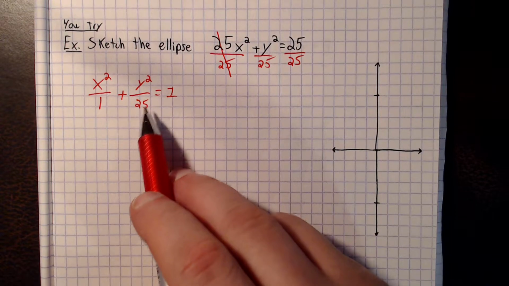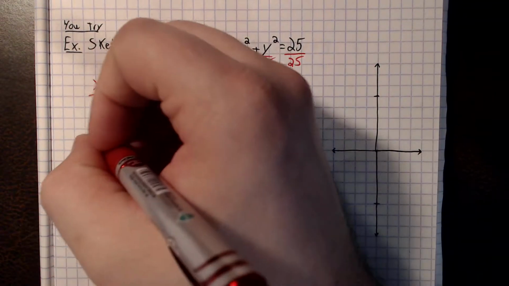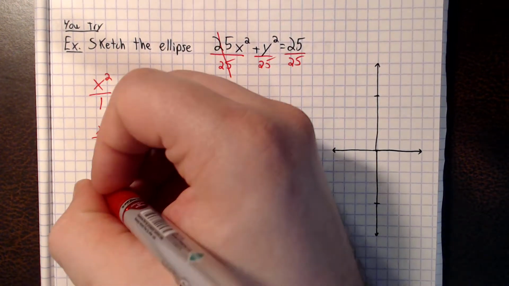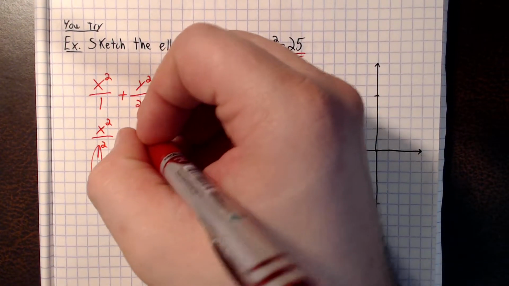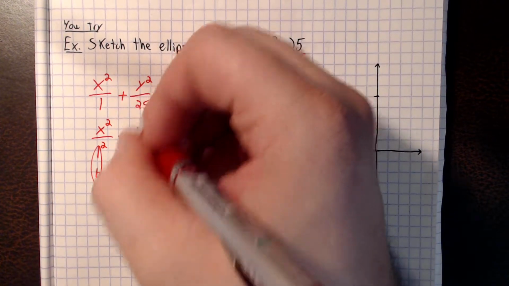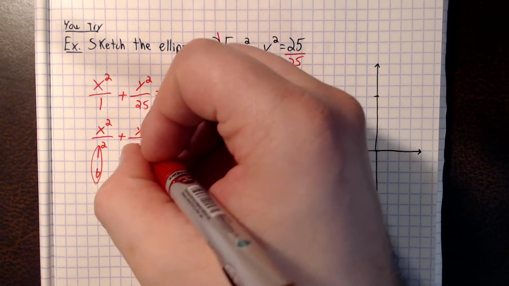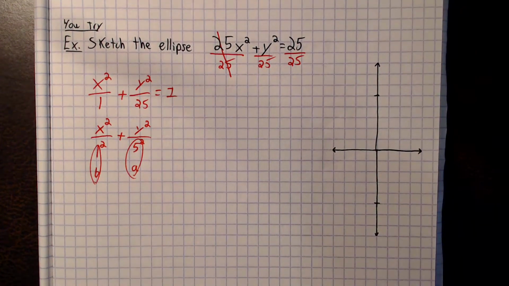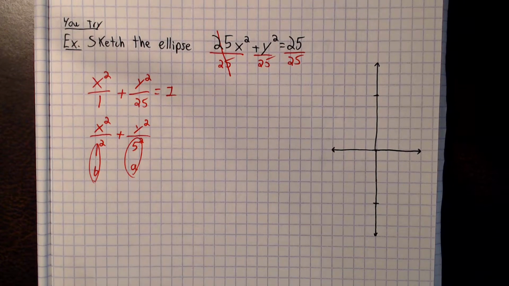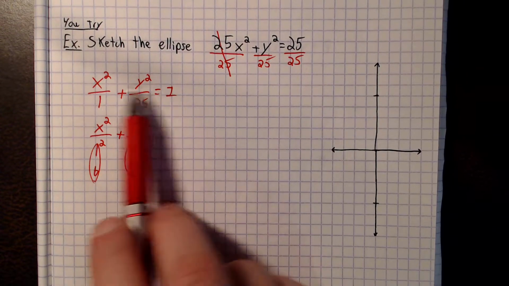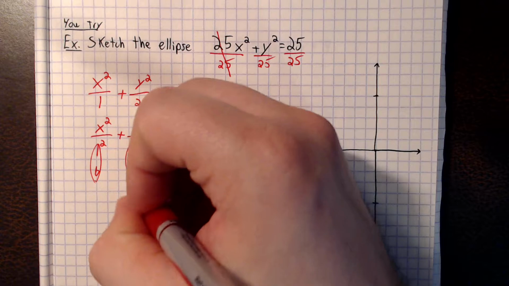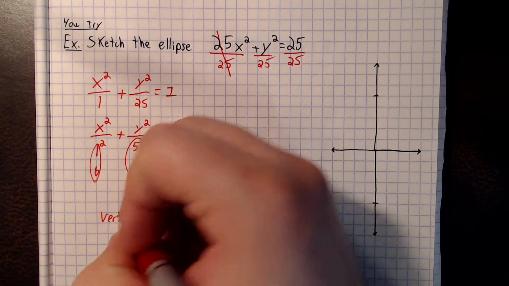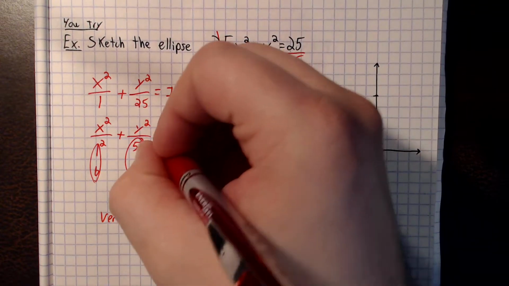This is going to have to be my a because it's larger. 1 is really 1 squared. That's my b term. A, rather, would have to be 5 squared. That's what 25 is. Right? So we've got our a, we've got our b. Our center is still at 0, 0. And I can see that this is going to be vertical because my a term is underneath y.